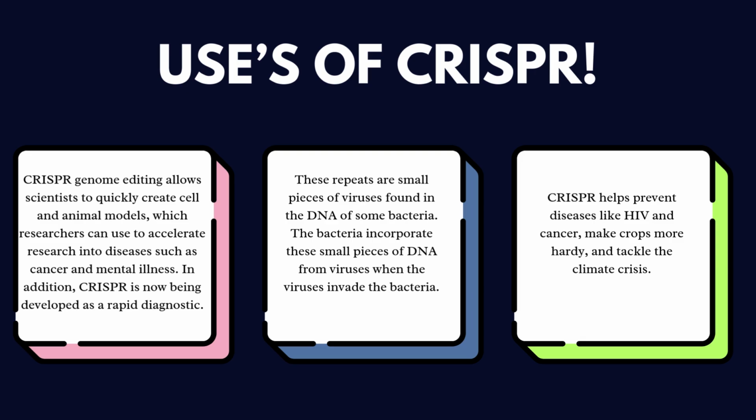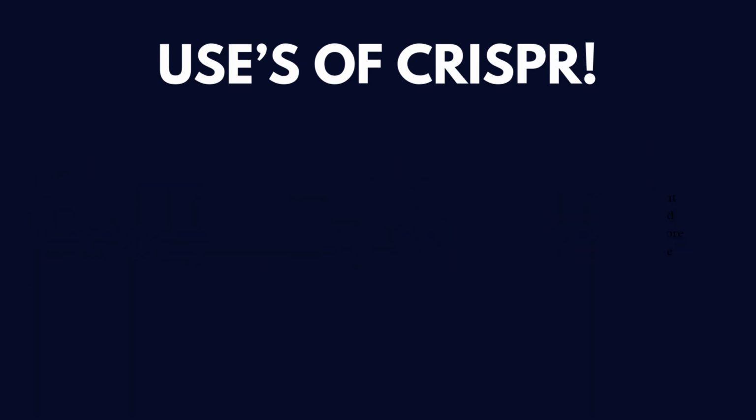These repeats are small pieces of virus found in the DNA of some bacteria. The bacteria incorporate these small pieces of DNA from viruses when the viruses invade the bacteria. CRISPR helps prevent diseases like HIV and cancer, make crops more hardy, and tackle the climate crisis.